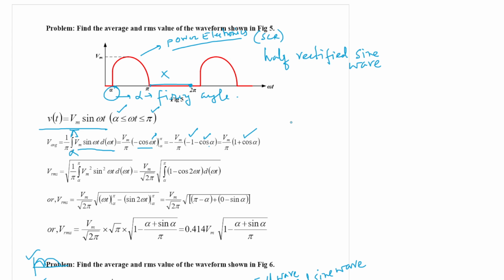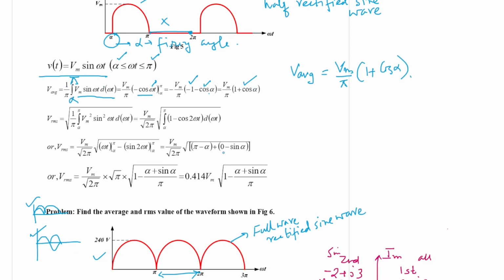So this is the result, a very important result: the average value of a half rectified sine wave with SCR is Vm by pi (1 plus cos alpha). And similarly, we have the RMS value. We need to first square it, the limit stays from alpha to pi, then we take the average, then we need to take the square root.